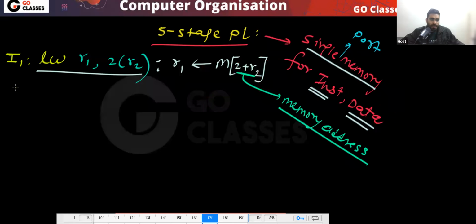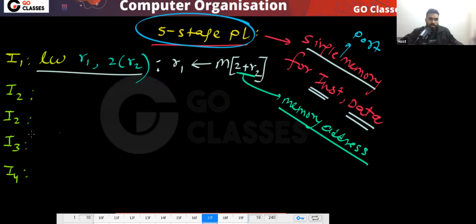Now let me assume that you have some more instructions. You have I1 instruction, I2 instruction, I3 instruction, I4 instruction, and so on. They can be any instructions, I don't care. Now you tell me, if you have a five-stage pipeline, in this five-stage pipeline, what do you have?